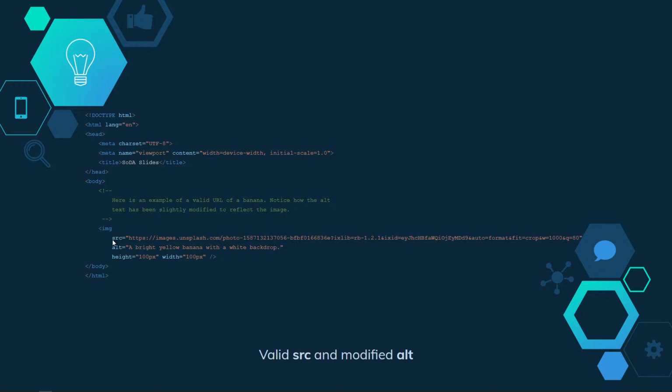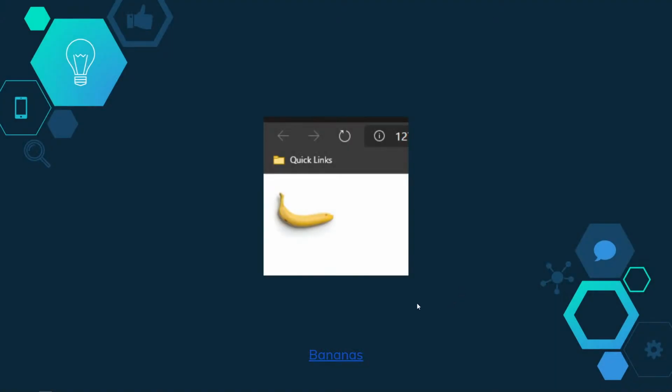Cool. So now here I put a valid link of a banana using Unsplash. I changed the alt text to make more sense because this is a bright yellow banana with a white backdrop. The background of this image is white. And then here, look at that. I have some attributes, height and width. I'm specifying I want the height to be 100 pixels and the width to be 100 pixels, effectively making this a square. And there we go. We have our banana. And then here's a little link if you want to be brave and click on that, by all means.